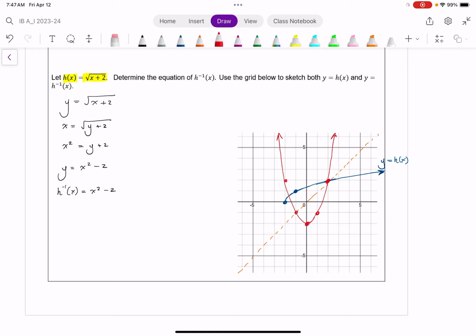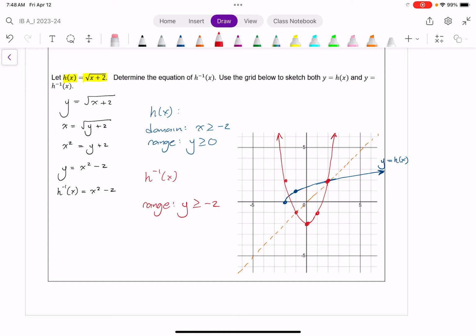I can see just by looking at it, this function here, h of x, has a domain where x is greater than or equal to negative 2, and has a range where y is greater than or equal to 0. Now I need to remember how that relates to inverses. With inverses, your inputs and outputs are all swapped around, which means your domain and range are swapped around, which means the domain of h of x, greater than or equal to negative 2, should be the range of my inverse. Y must be greater than or equal to negative 2.